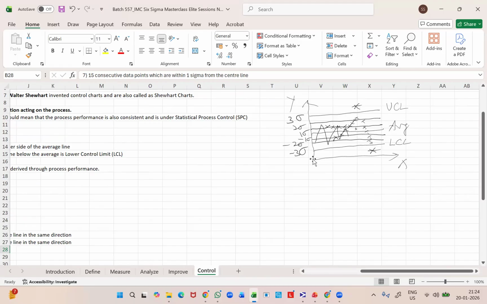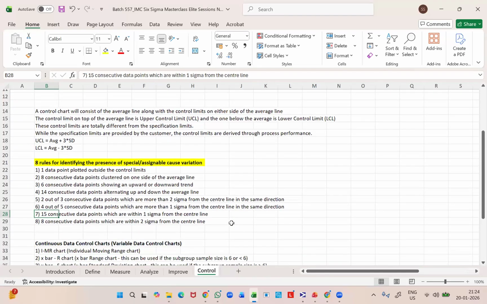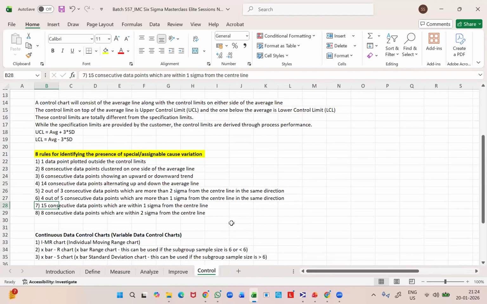So these are the 8 rules that we would apply for identifying the presence of assignable or special cause variation acting on the process. And all these 8 rules will be applicable only for continuous data control charts. So we have control charts for both continuous data as well as for discrete data.